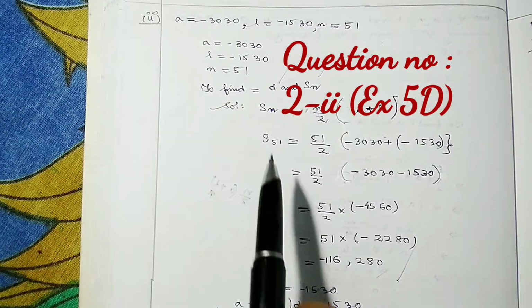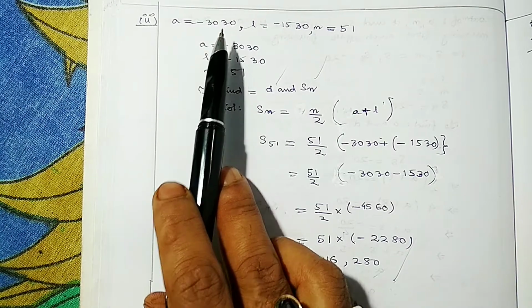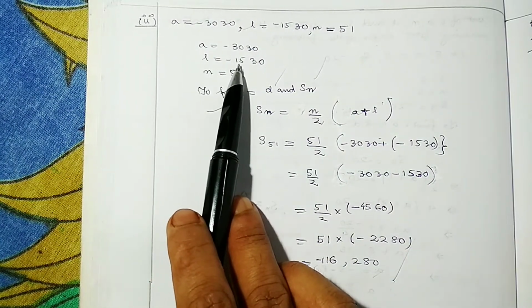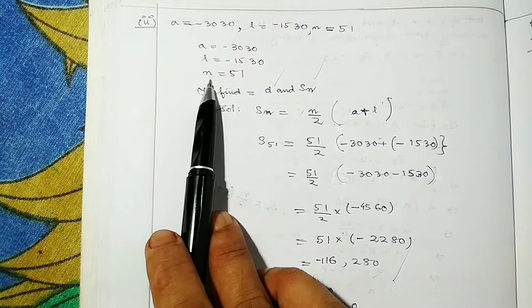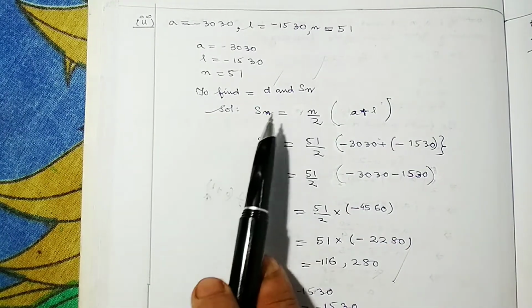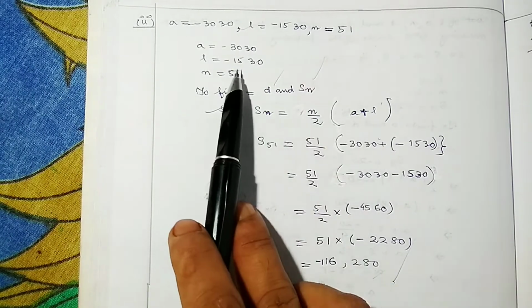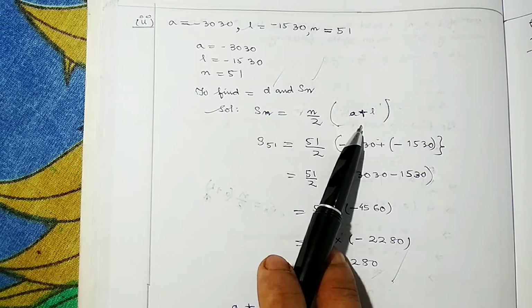Now how to do this sum? Here A is given as minus 3030. Last term is given minus 1530. And number of terms is also given, 51. And we have to find D and Sn. Now Sn formula you already know. N by 2 into A plus L. Just because last term is known, we are using this formula.